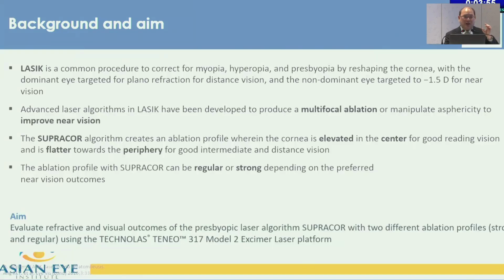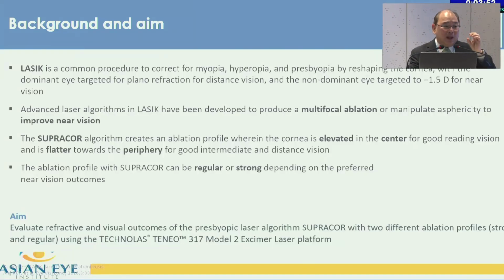So the Supracore is an algorithm that creates an ablation profile where the center is steeper. The simplest way of describing it is a controlled central island in the middle, which is elevated in the central 2 millimeters and flatter in the periphery. Because when your pupil constricts for accommodation, you want to be looking in that central zone for near vision, whereas when your pupil dilates, when you look at far, you want the mid-periphery to give you the good far vision simultaneously.